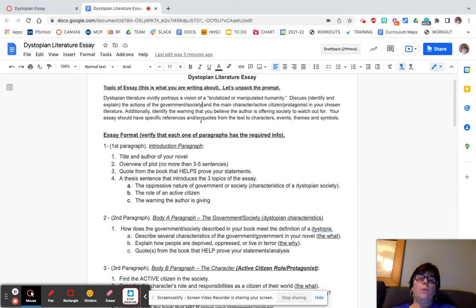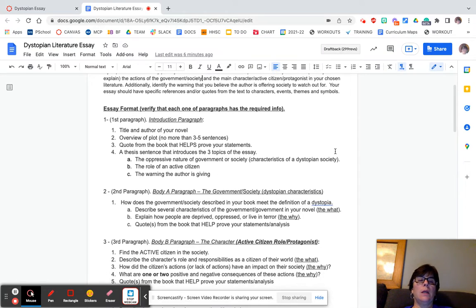Additionally, you're going to identify the warning that you believe the author is offering society to watch out for. Like, for example, in Ayn Rand, collectivism, that kind of extreme socialism is very dangerous and very oppressive. Okay. Your essay should have specific references and or quotes from the text to characters, events, themes, and symbols.